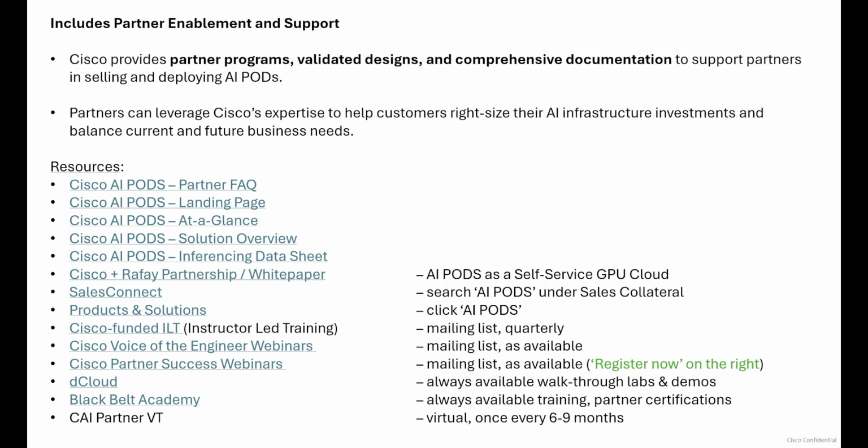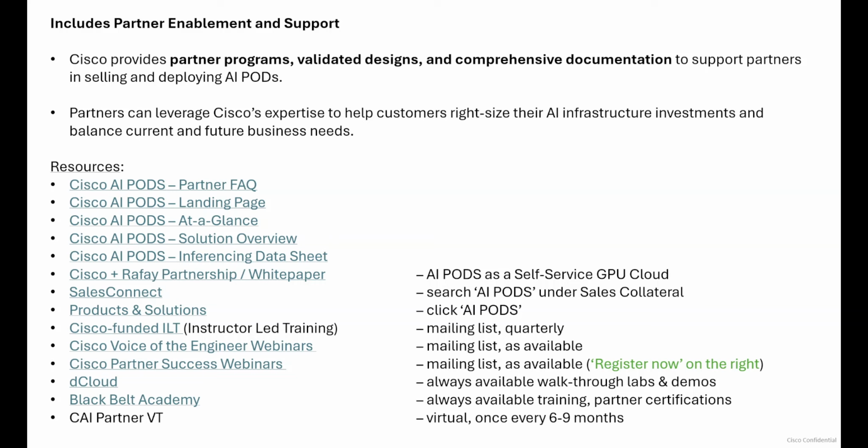So I've also included on this slide a list of resources that are available to you. I'll kind of quickly read through them. We've got the Cisco AI Pods partner FAQ. All of these bullet points here shown in blue are clickable links. Okay. We've got the Cisco AI Pods landing page, at a glance, solution overview, and inferencing data sheets available. We also have a link to Cisco and RAFE partnership.